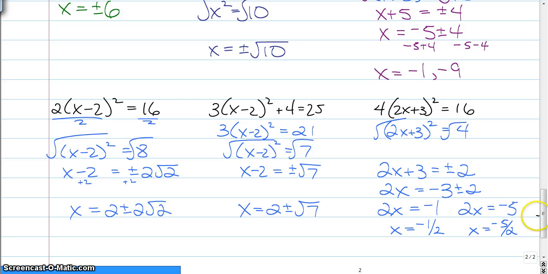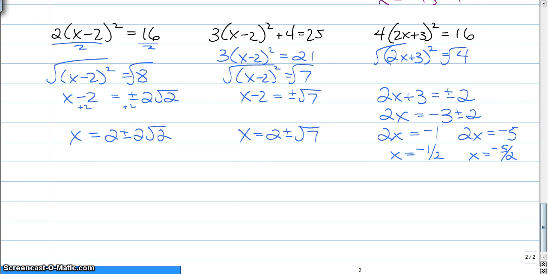Alright, so that's it. That's solving by square roots. One quick little note before the end of this video. If you ever have anything that looks like this, x squared is equal to a negative 9, for now you're just going to say no solution. Why? Because do you know how to take the square root of a negative number yet? Nope, don't think so. So, for now, you can't take the square root of a negative, so you just say no solution.